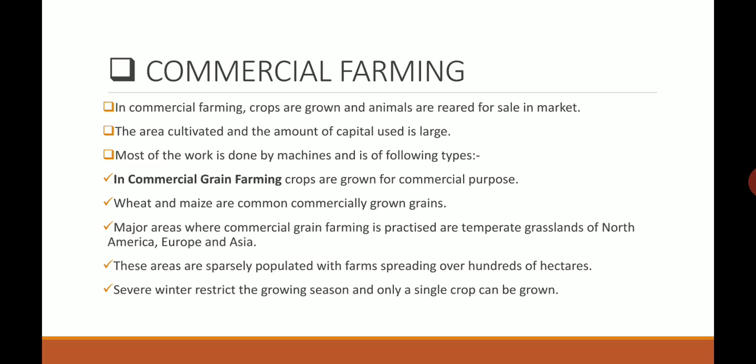What is commercial farming? In commercial farming, crops are grown and animals are reared so that they can be sold in the market. The area cultivated is large, and the capital or money involvement is on a big scale. Most of the work in cultivation or rearing is done by machines.